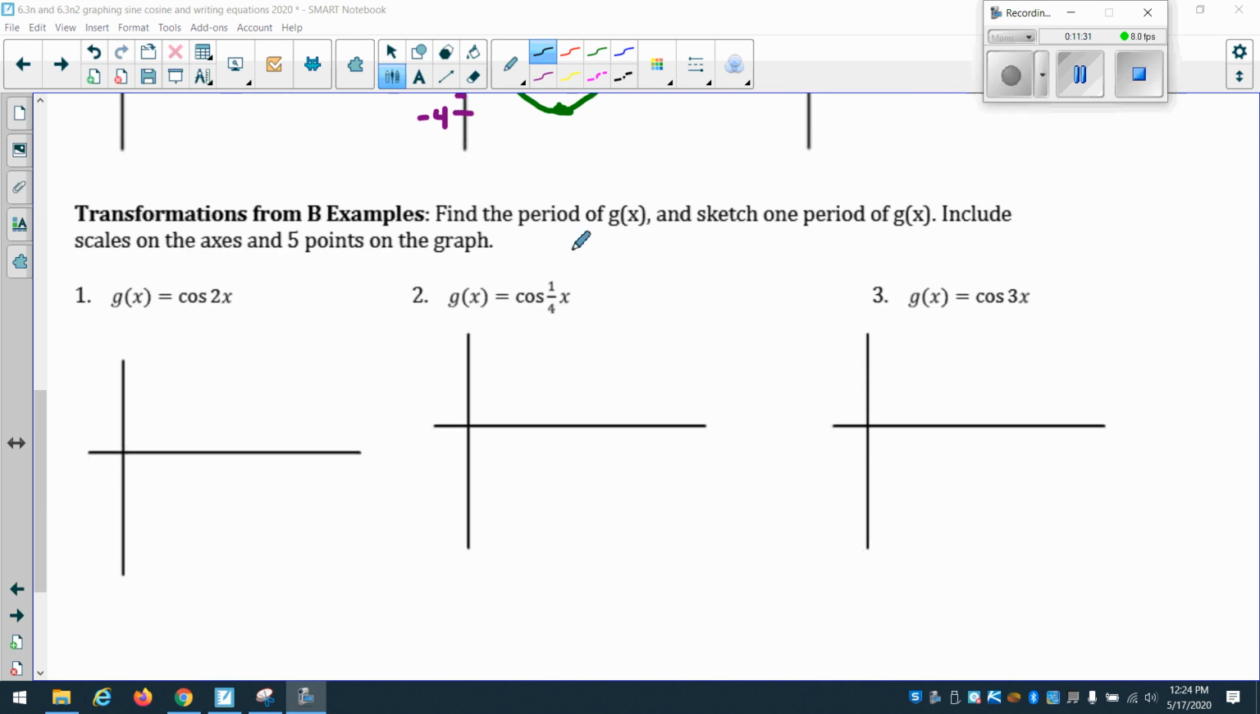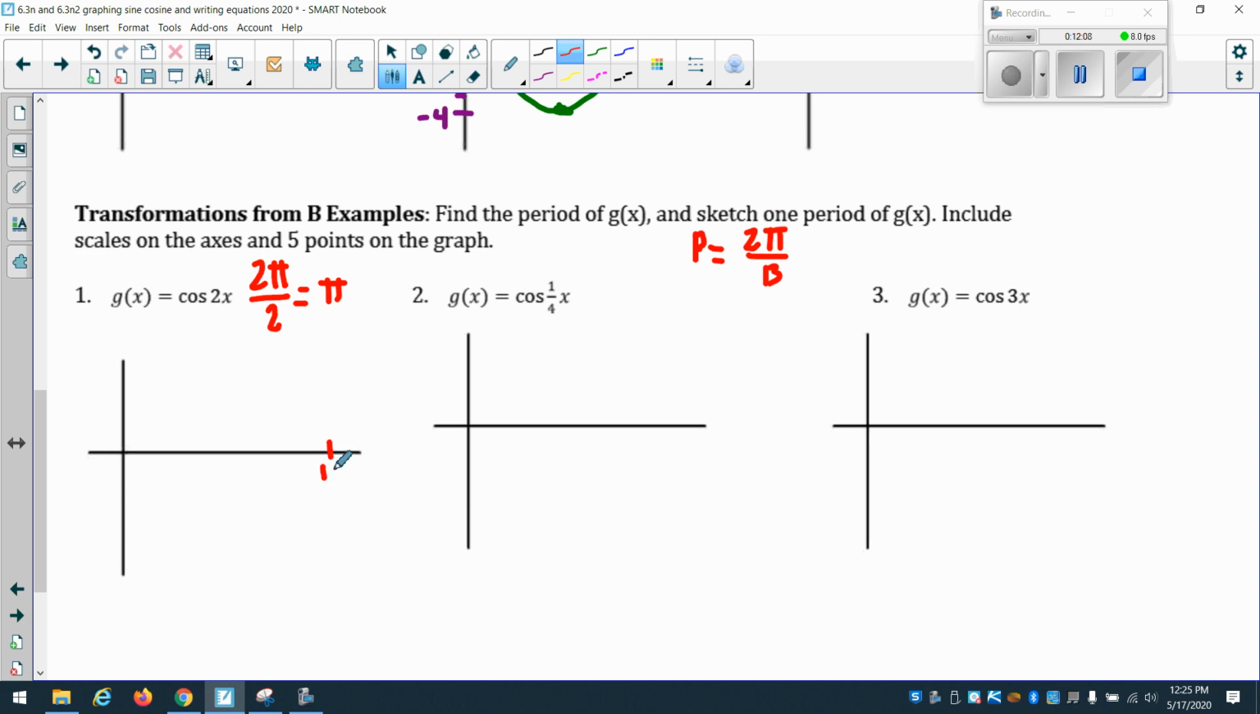Now we're moving on to, again, find the period, meaning one full rotation or one cycle. So remember that the period formula is P equals 2 pi over B, which means that's the number in front of x. So if we look at number 1, 2 pi over 2 gives me pi. So one full rotation is going to take pi units.